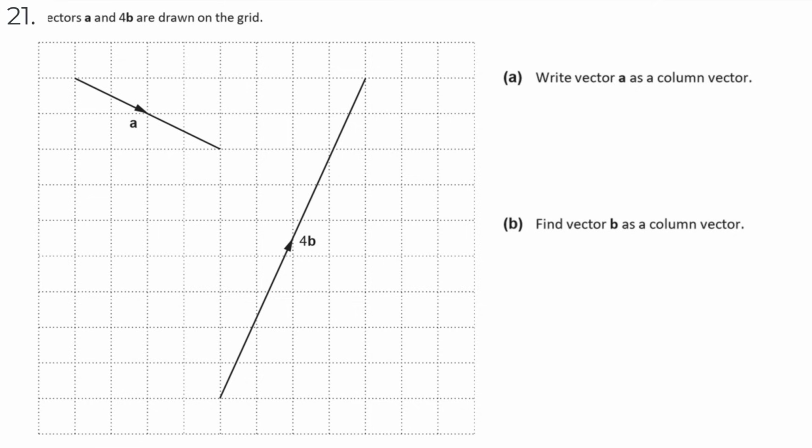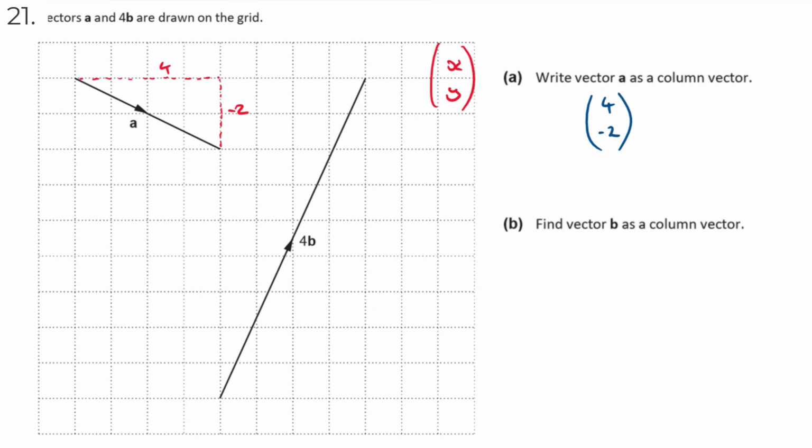Okay, so column vectors are written in the form x over y, where x is the distance from one end of the vector to the other in the direction of x. So you can see that's 4 units in that direction. And then y is how many units up it is, and this is actually 2 units down, so this is considered to be minus 2. So the column vector is going to be 4 units in the direction of x and negative 2 units in the direction of y.